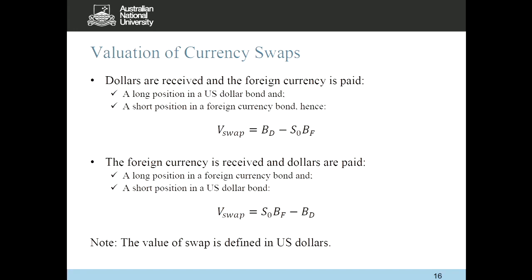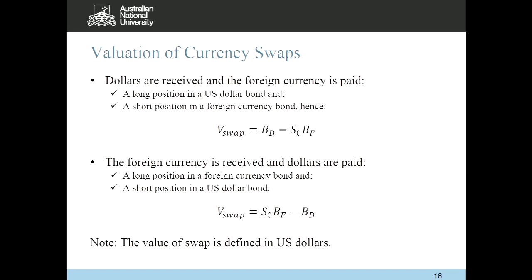So let me say this again. When you're valuing the currency swap, always assume you are a US dollar investor, and US dollar is your domestic currency. So at the end of the day, you have to convert everything back to US dollar to calculate the value of the currency swap. Now, if you are paying out the foreign currency, remember to convert the value of the foreign currency denominated bond using the spot rate, and convert that back to the US dollar, right? So you are comparing apples with apples, oranges with oranges.